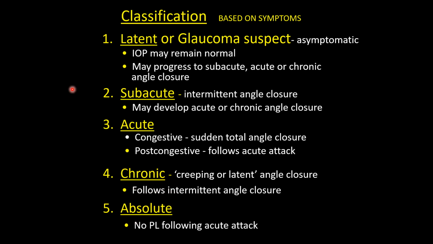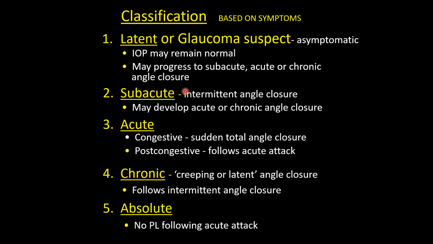Now, latent glaucoma or glaucoma suspect. In this, IOP is normal, but on gonioscopy you see that the angle of the anterior chamber is very narrow. There is a family history in some near relative, or the patient's eye is very small in size, then you can suspect that the patient can have glaucoma in future.